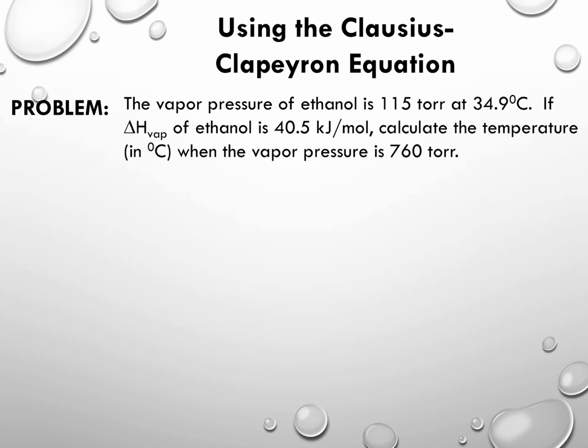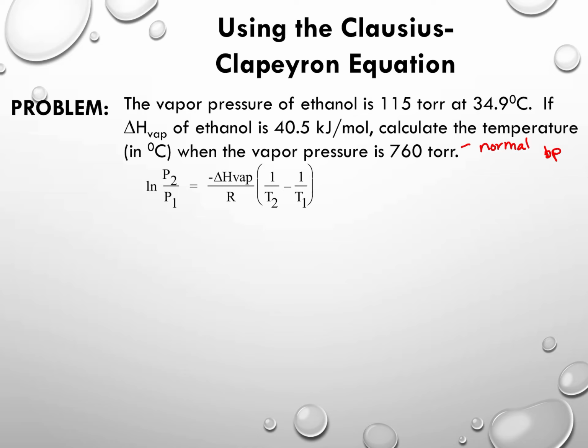So our problem is: the vapor pressure of ethanol is 115 torr at 34.9 degrees Celsius. If the enthalpy of vaporization of ethanol is 40.5 kilojoules per mole, calculate the temperature in degrees Celsius when the vapor pressure is 760 torr. So we're looking for essentially the normal boiling point, right? Anytime we're looking for what temperature it's going to boil, with our vapor pressure at 760, then we're looking for the normal boiling point. Here, it just went ahead and said 760 torr.